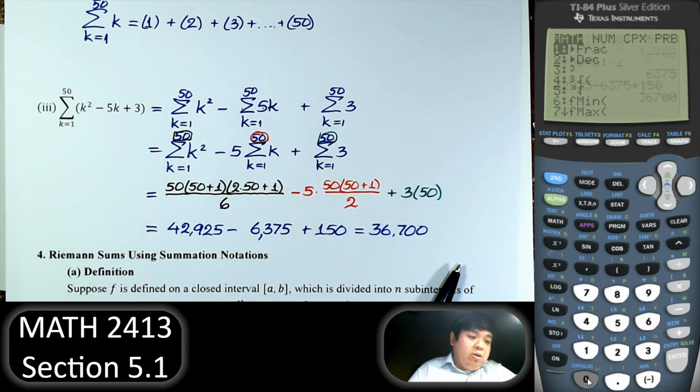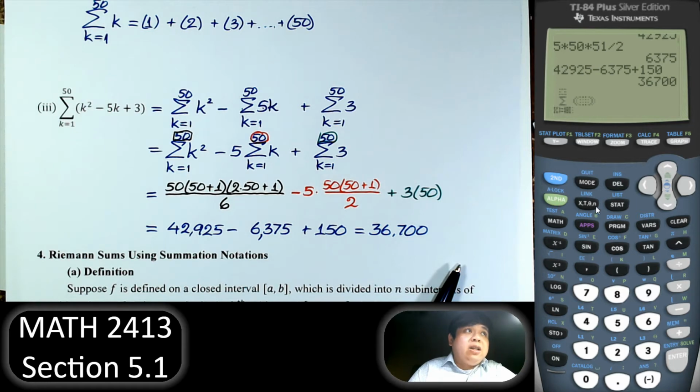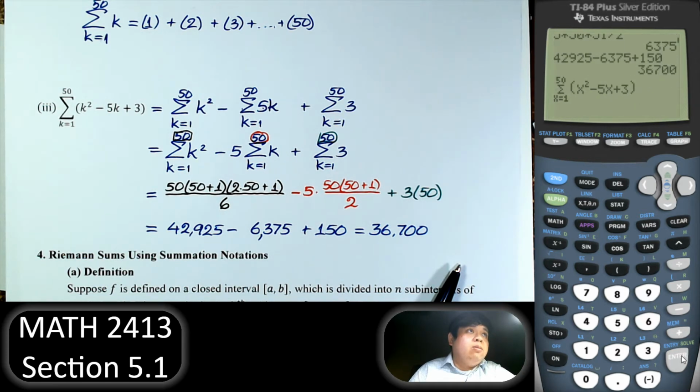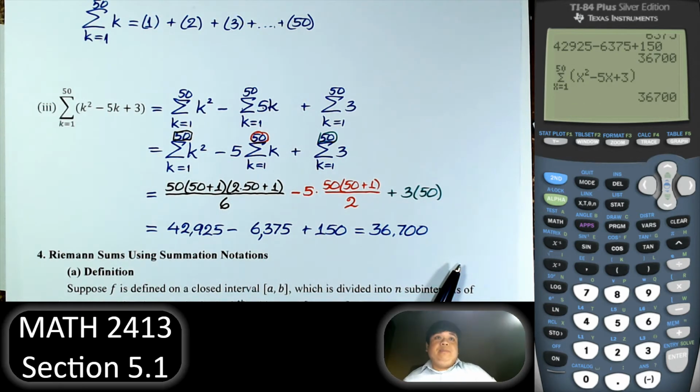Math option 0. Index goes from 1 to 50. Index squared minus 5 times that index plus 3. Yeah, that should be the same.